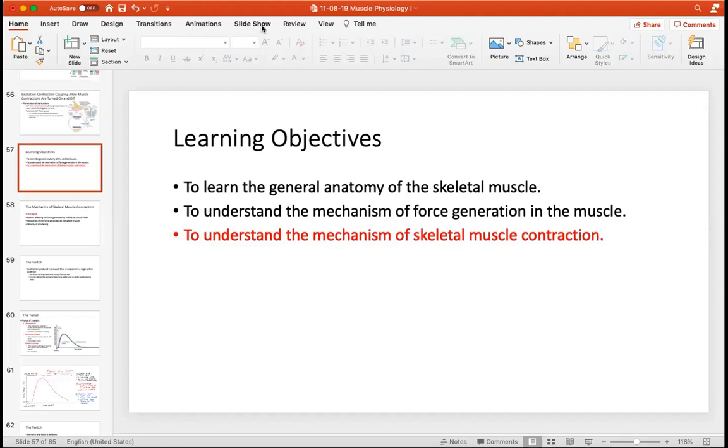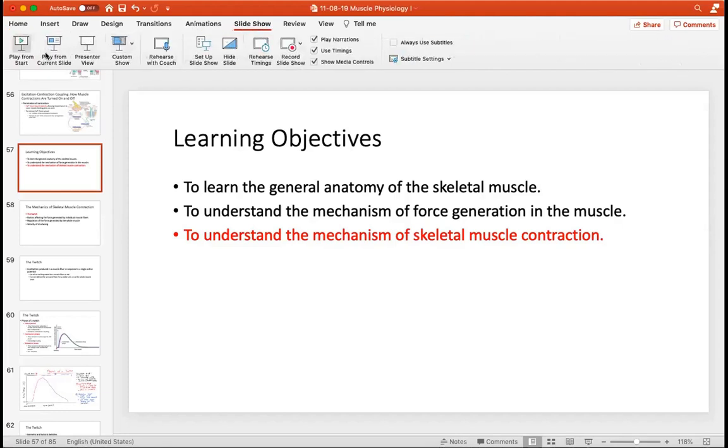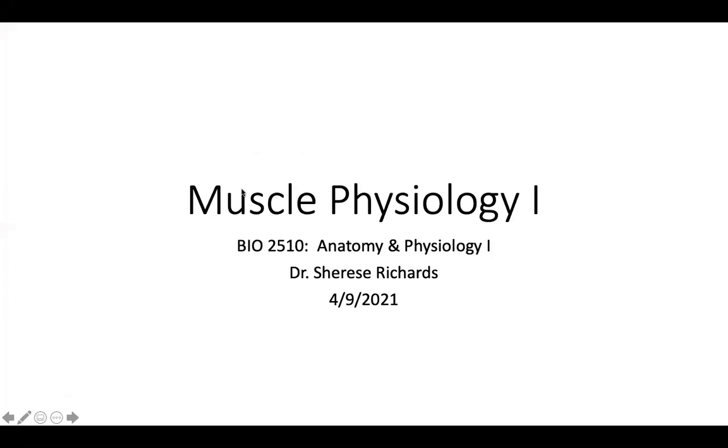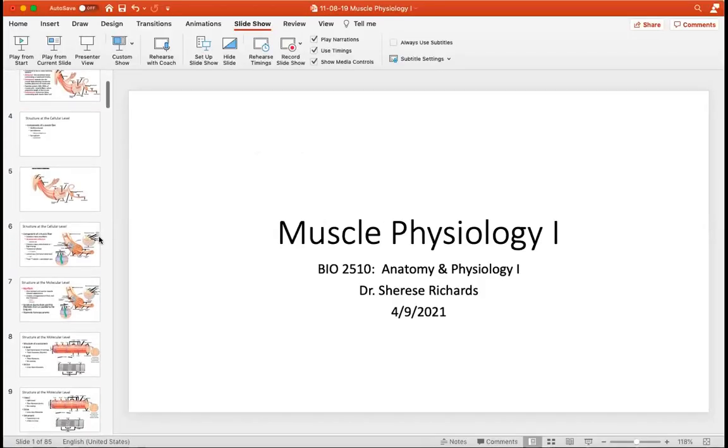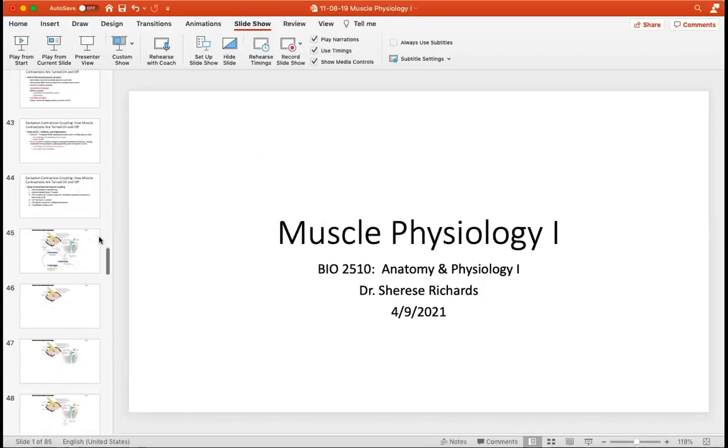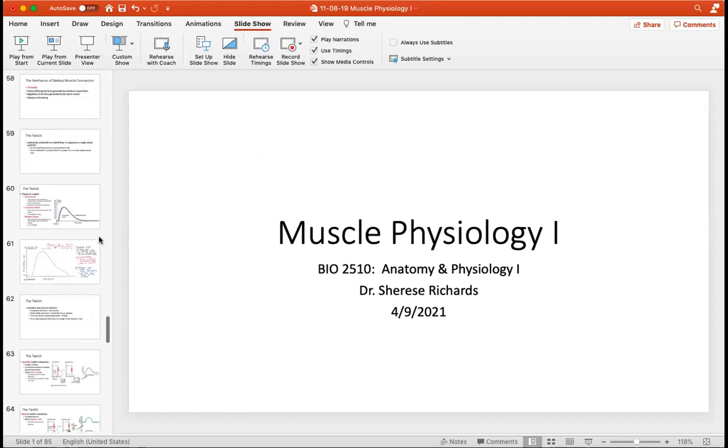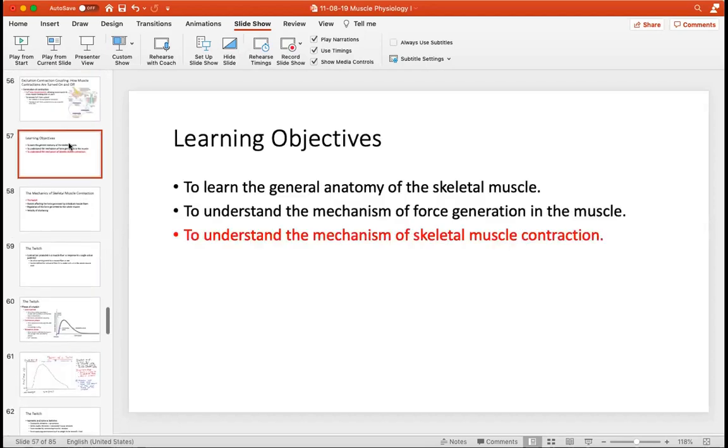So in the first exam, we would have covered the basics of muscle physiology. We would have talked about the structure of muscle. We would have talked about the cross-bridge cycle. We would have talked about excitation-contraction coupling, and kind of the basics of muscle physiology.